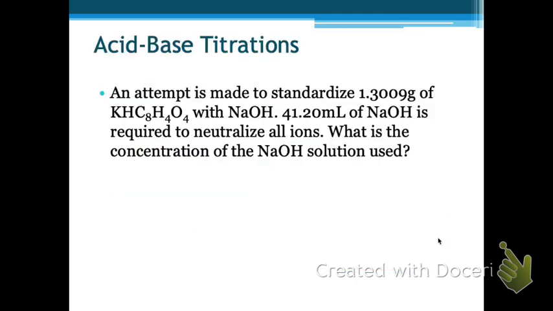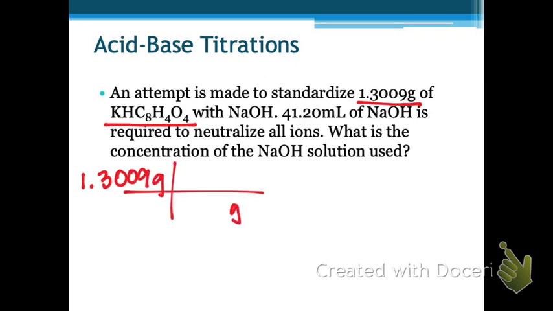First and foremost, it tells us the mass of our KHP, right? This thing is called KHP for short. It tells us the mass of that. What are we going to have to get it into inevitably? We've got to go to moles. So let's just do that first, right? 1.3009 grams. I'm not going to write it all the way out. We're going to go ahead and find the molar mass of that and then calculate our moles.